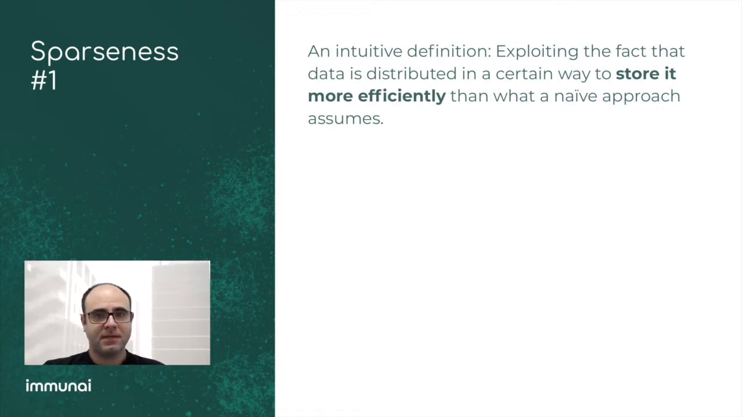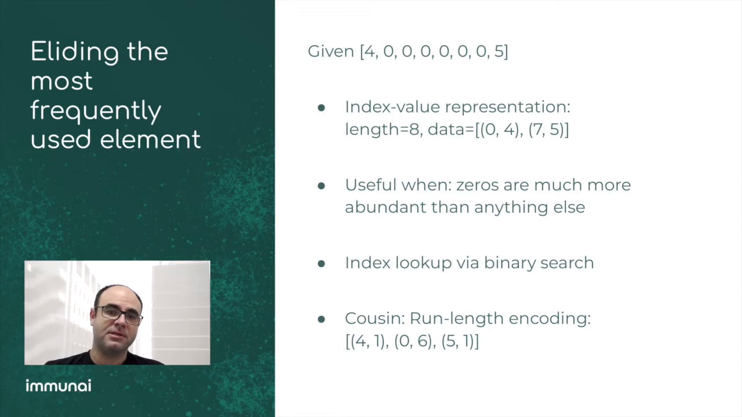Let's consider a specific example. In this case, it's an array of 8 numbers: 4, 6 zeros, and 5. A very common move in sparse representations is what I call the index value representation, which is you say something like the whole is 8 bytes long. Specifically, the meaningful data is 4 at index 0 and 5 at index 7. And implicitly, the rest of the bytes are 0.